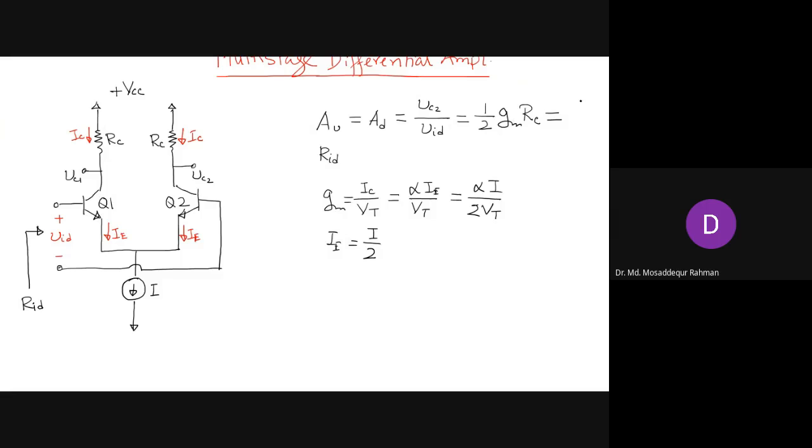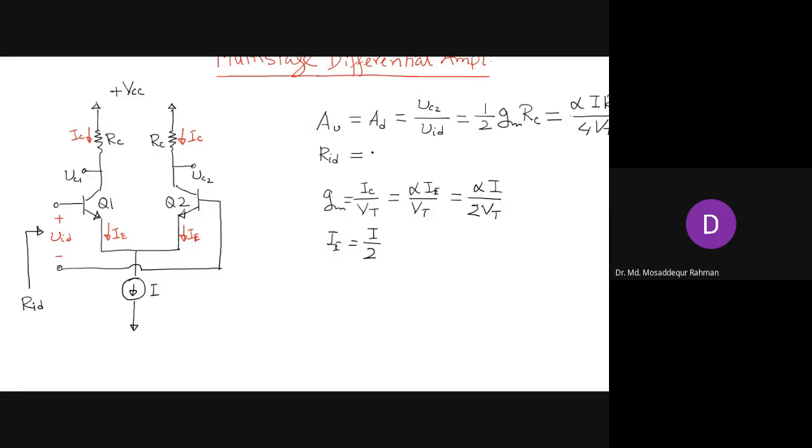So now half gm, if you substitute here, then we get alpha I RC divided by 4 VT. So that is how the gain expression will be, using our known parameters, the current of the current source and RC, and that will determine the gain.